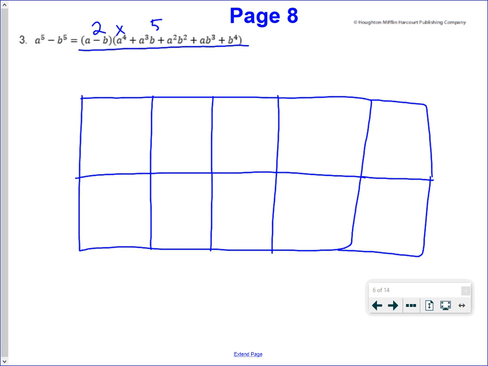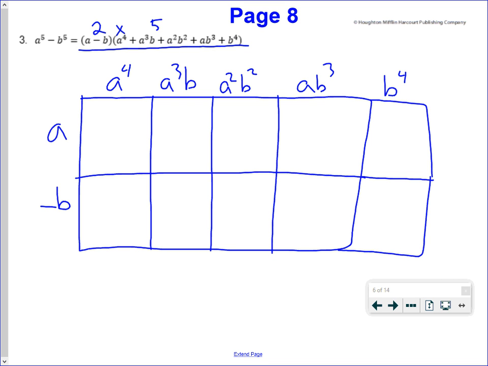Okay, so now that we have our box, our rectangle, we can go ahead and put our polynomials on each side of the box. So on the left side, I'm going to put a and negative b, and on the top, I'm going to put a to the 4th, a cubed b, a squared b squared, a times b cubed, and b to the 4th. Okay, now we're going to fill out this box row by row.